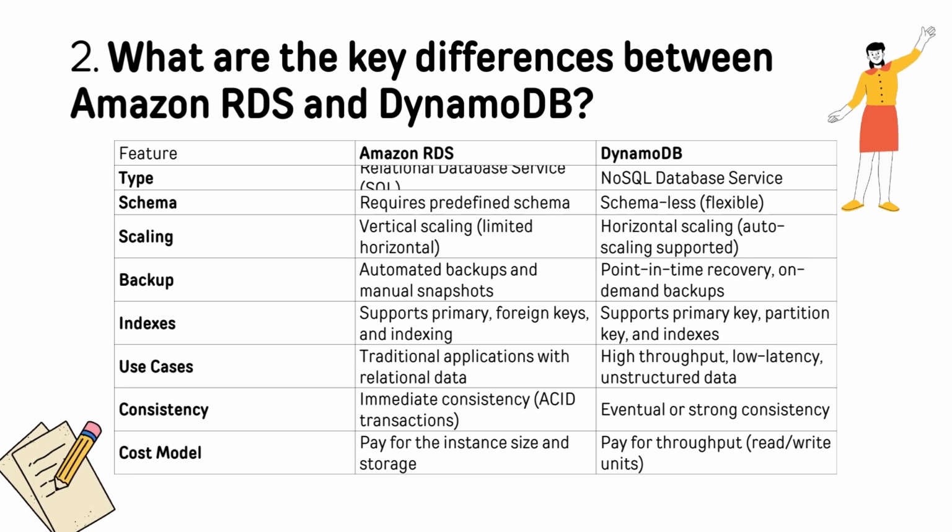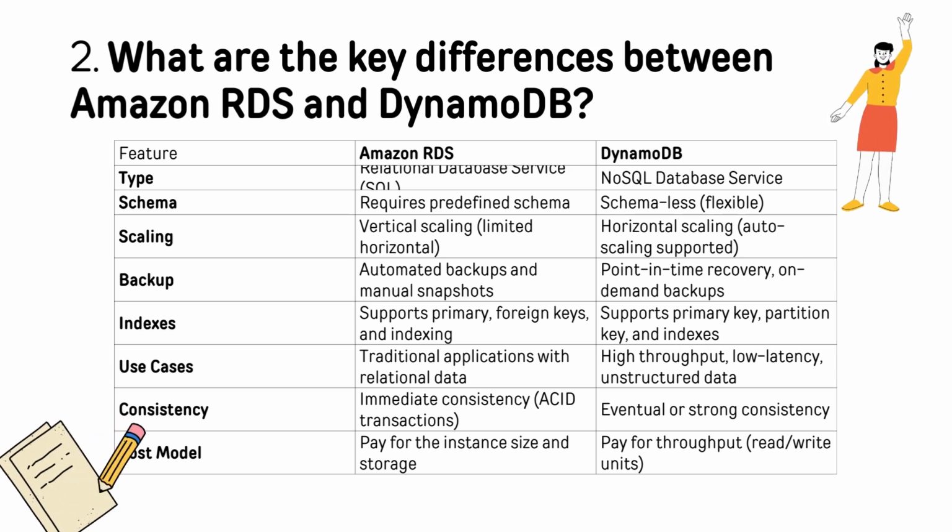2. What are the key differences between Amazon RDS and DynamoDB? Feature: Amazon RDS is a relational database service, SQL. DynamoDB is a NoSQL database service. Schema: RDS requires a predefined schema; DynamoDB is schemaless and flexible. Scaling: RDS uses vertical scaling with limited horizontal scaling; DynamoDB uses horizontal scaling. Auto-scaling supported. Backup: automated backups and manual snapshots, point-in-time recovery, on-demand backups. Indexes: RDS supports primary keys, foreign keys, and indexing; DynamoDB supports primary key, partition key, and indexes.